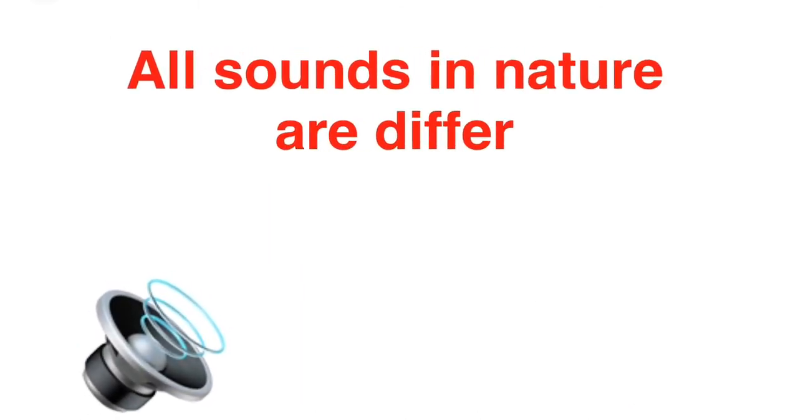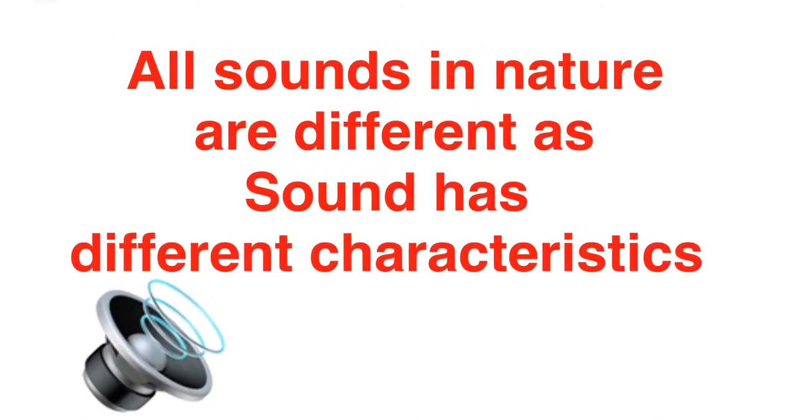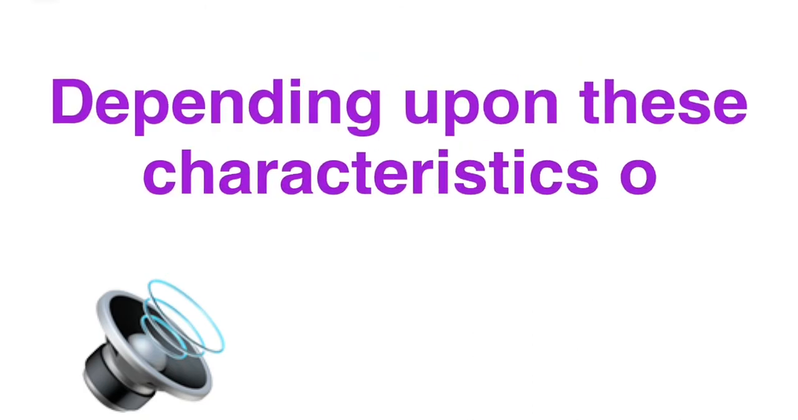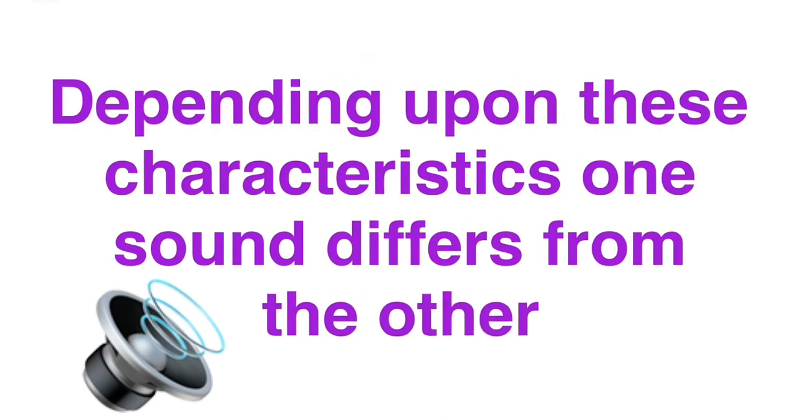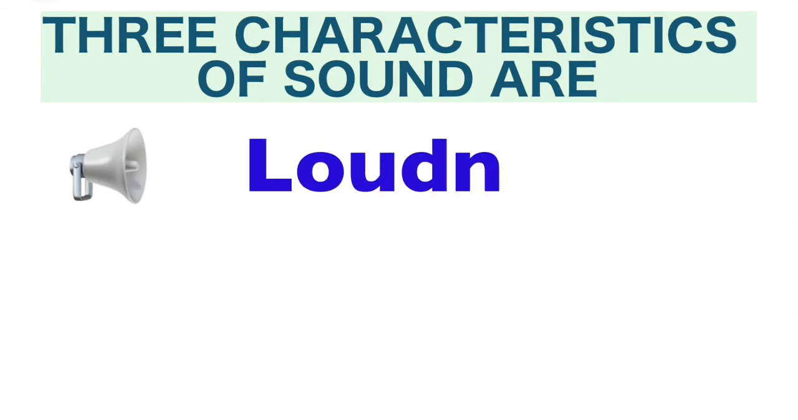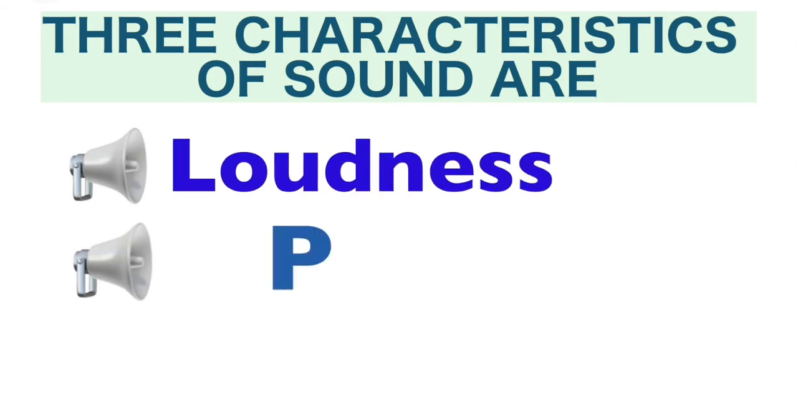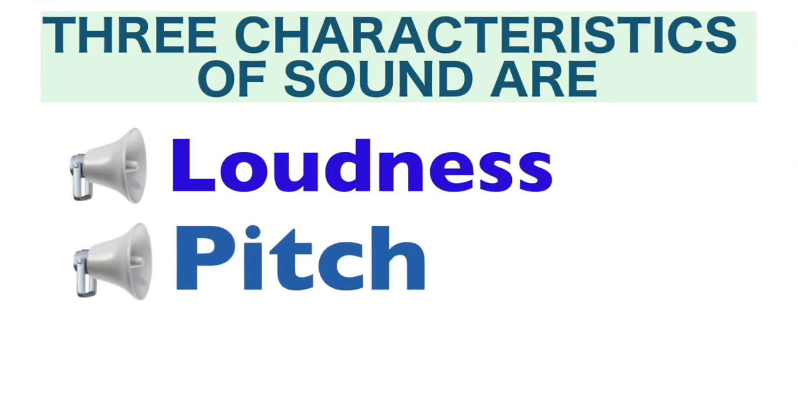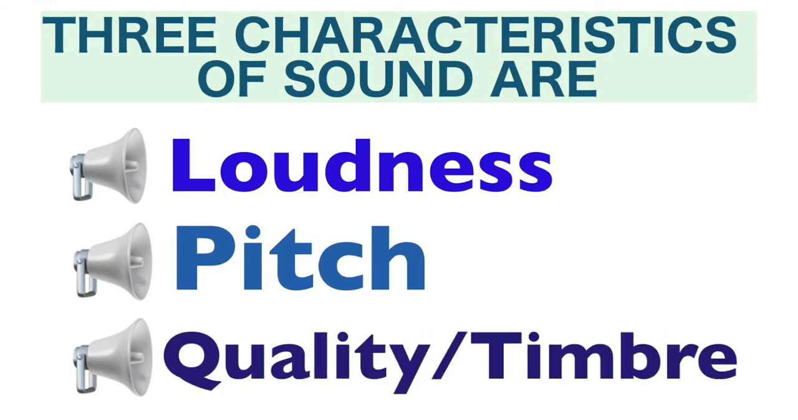The answer lies in the fact that sound has different characteristics or features. Depending upon the type of these characteristics, one sound differs from the other. These three characteristics of sound are: number 1, loudness of sound; number 2, pitch of the sound; and number 3, quality or timbre of sound.